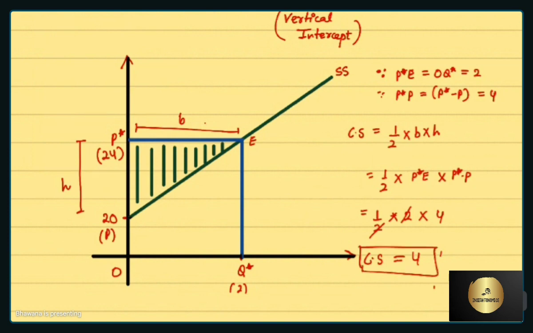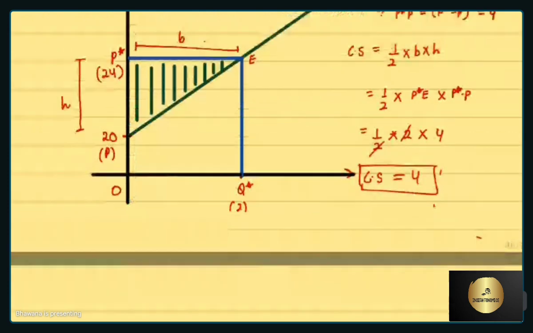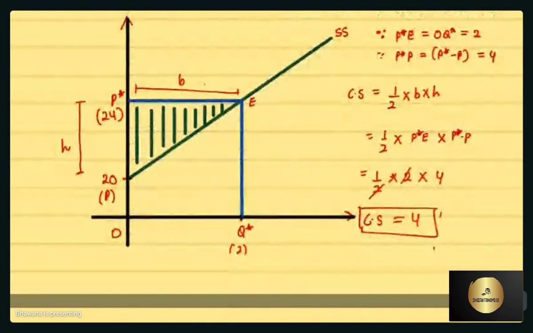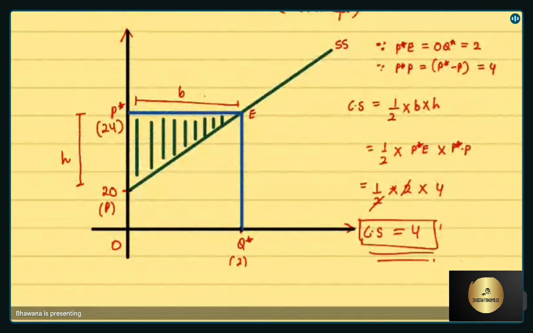Okay. In this case, you got your producer surplus, which is equal to 4.